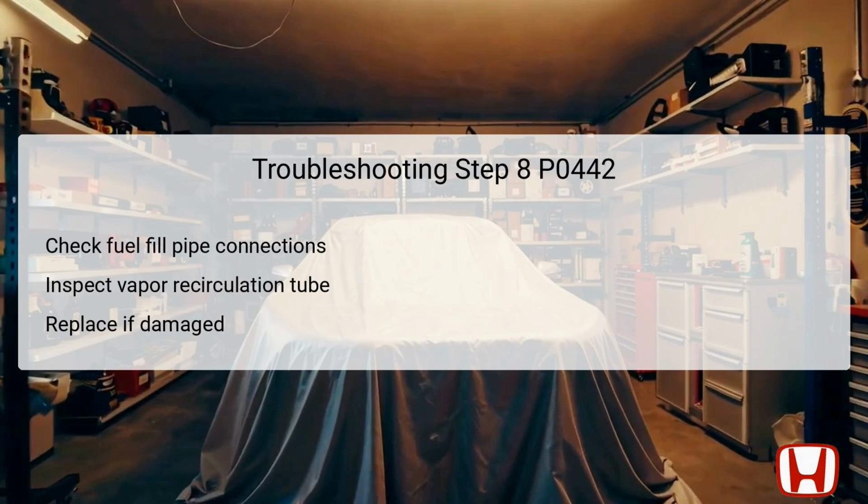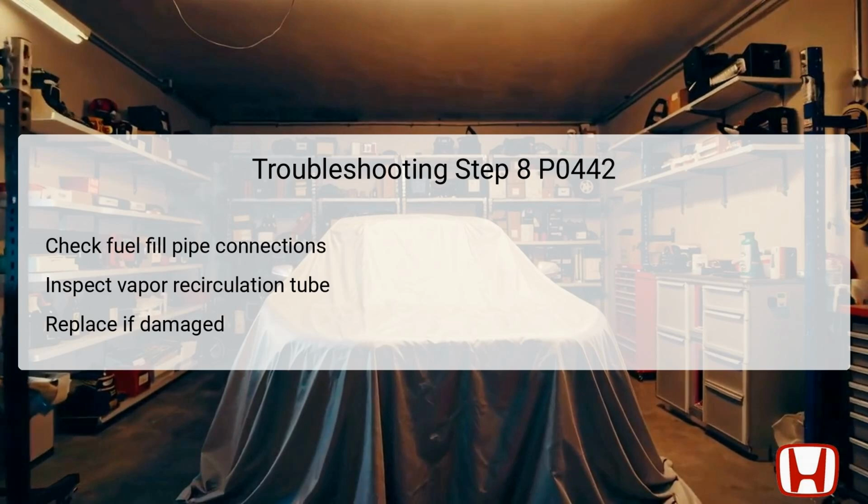Step 8 involves a visual check of the fuel fill pipe and the fuel tank vapor recirculation tube for any poor connections or damage. Any issues in these areas can lead to significant leaks, causing symptoms similar to those indicated by the P0442 code.